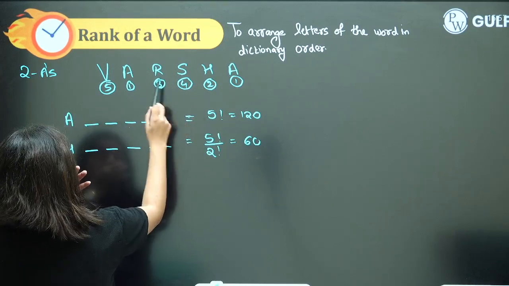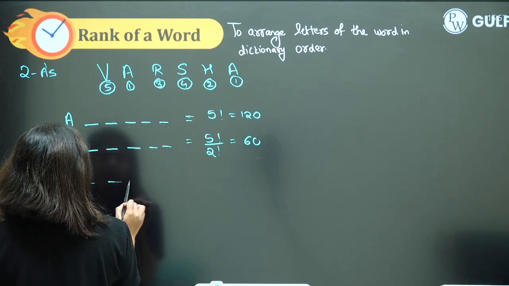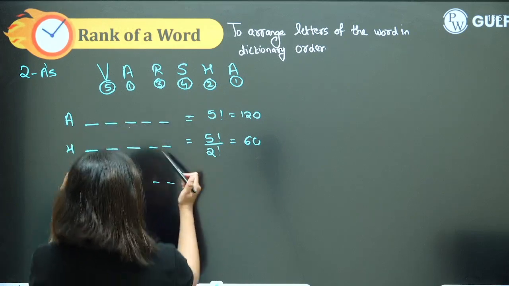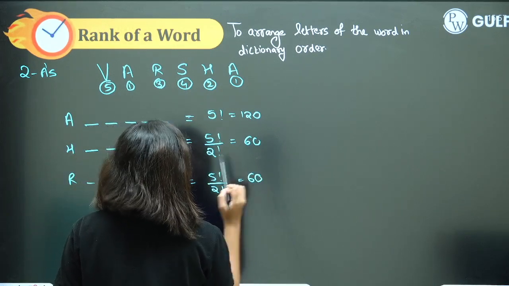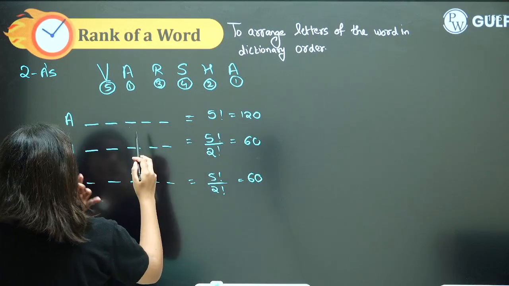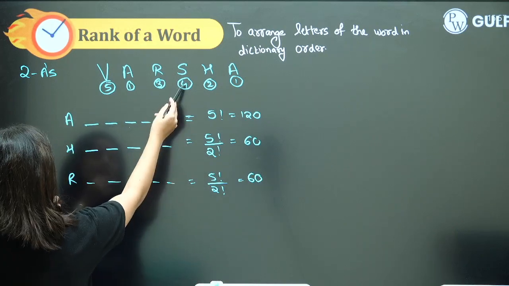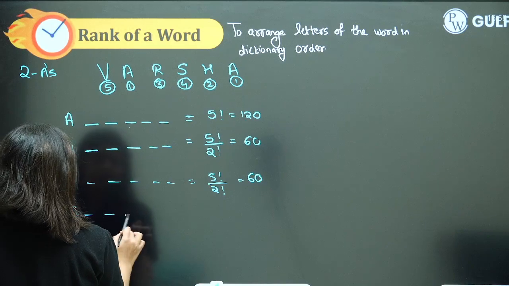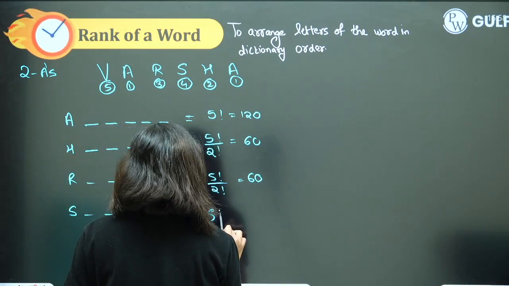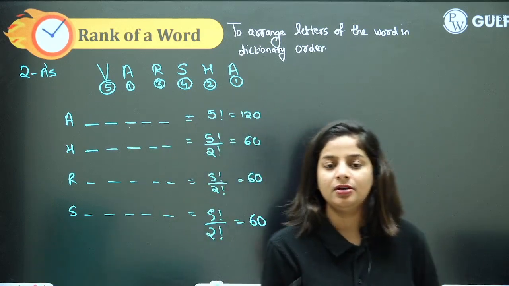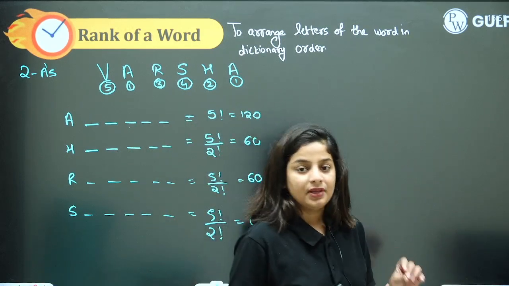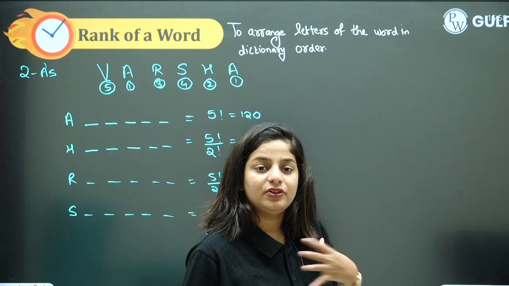After H, we have R. 1, 2, 3, 4. Again, this 5 places, 5 factorial divided by 2 factorial for the 2 A, 60 words can be formed. After R, the fourth position is S. Same, 5 factorial by 2 factorial ways. Are you able to understand? 60 words can be formed starting with S. The moment you find a letter which you want, block it.